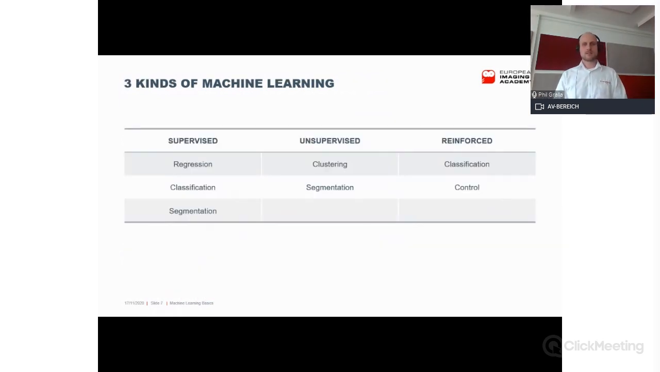There are actually three main kinds of machine learning. The first one is the supervised one. That's the standard one and the one you will find most. Then we have the unsupervised one. That kind of machine learning is the one I get asked the most about, and that is what the customer wants the most, but unfortunately it's also the most difficult one.